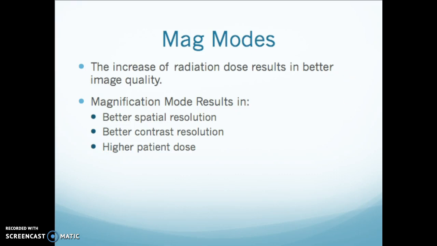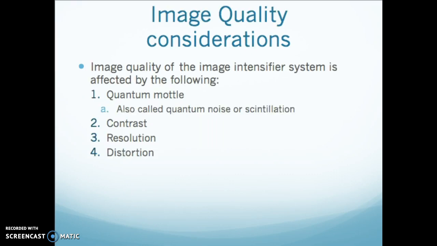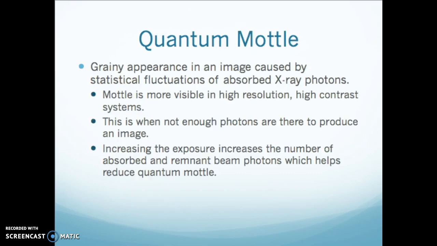So mag modes, the increase of radiation dose results in better image quality, also better spatial resolution, contrast resolution, and higher patient dose. So there's a trade-off. Some of the imaging considerations that I want to talk to you about in your syllabus and in Carlton: image quality of the image intensifier is affected by quantum mottle, which is also called quantum noise or scintillation, contrast, resolution, and distortion. So we're going to talk about those.